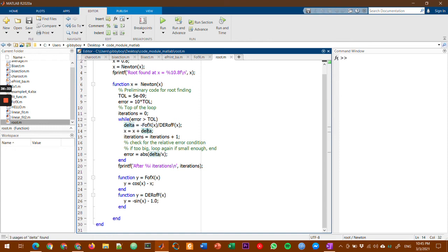And then I have my iterations to count how many iterations are needed to get the solution or root. And then I evaluate the error for each iteration, which is the absolute value of delta over x. Okay? If that fraction is small enough that it is less than or equal to the tolerance, then the while loop exits and goes on to print the iterations and the root.